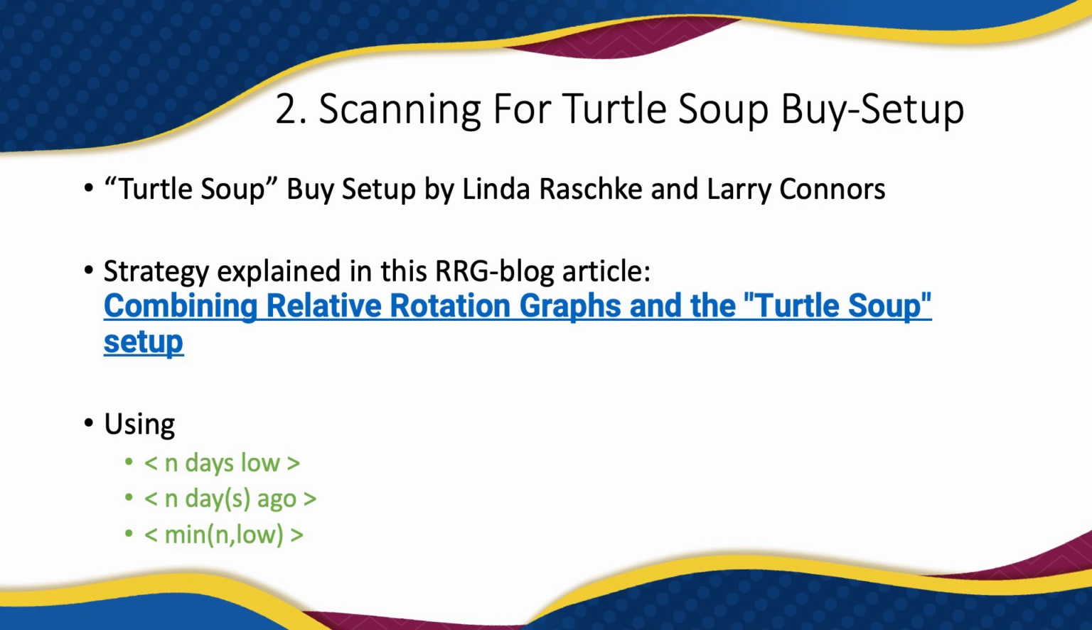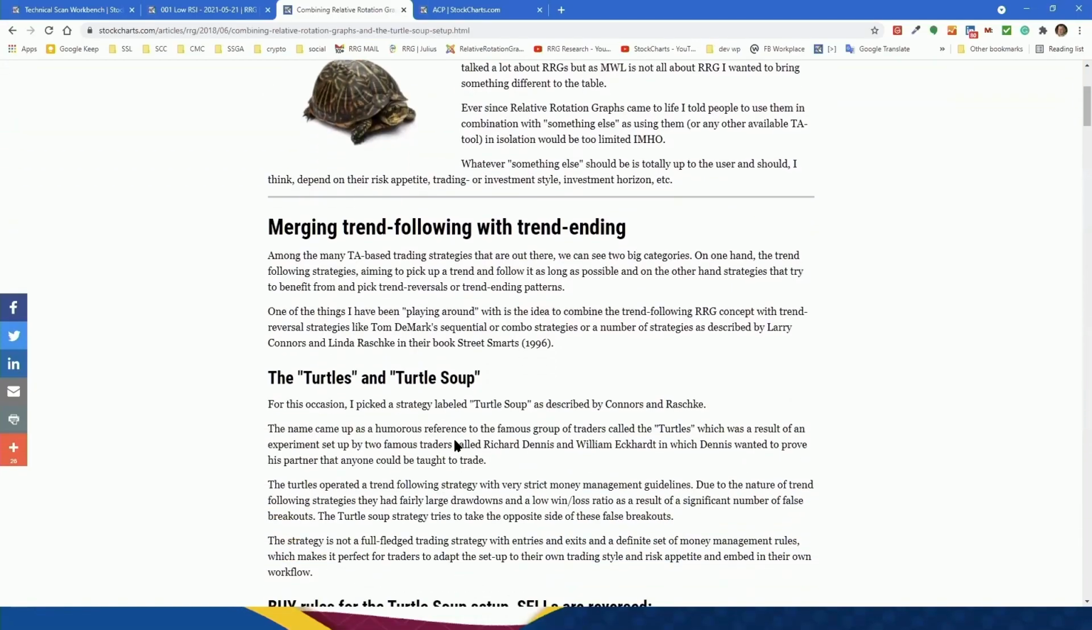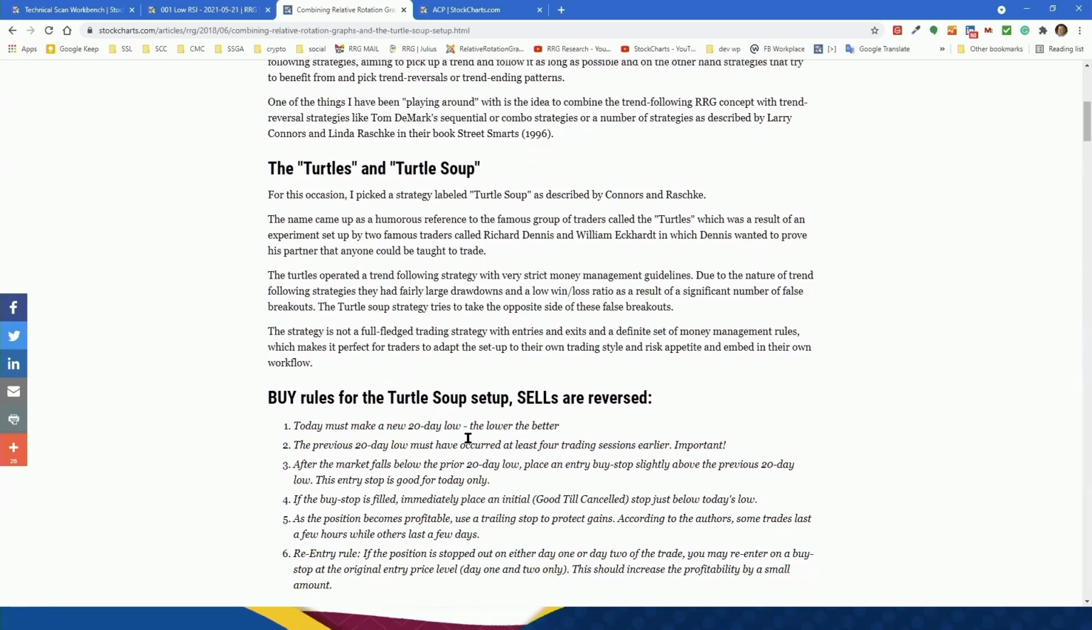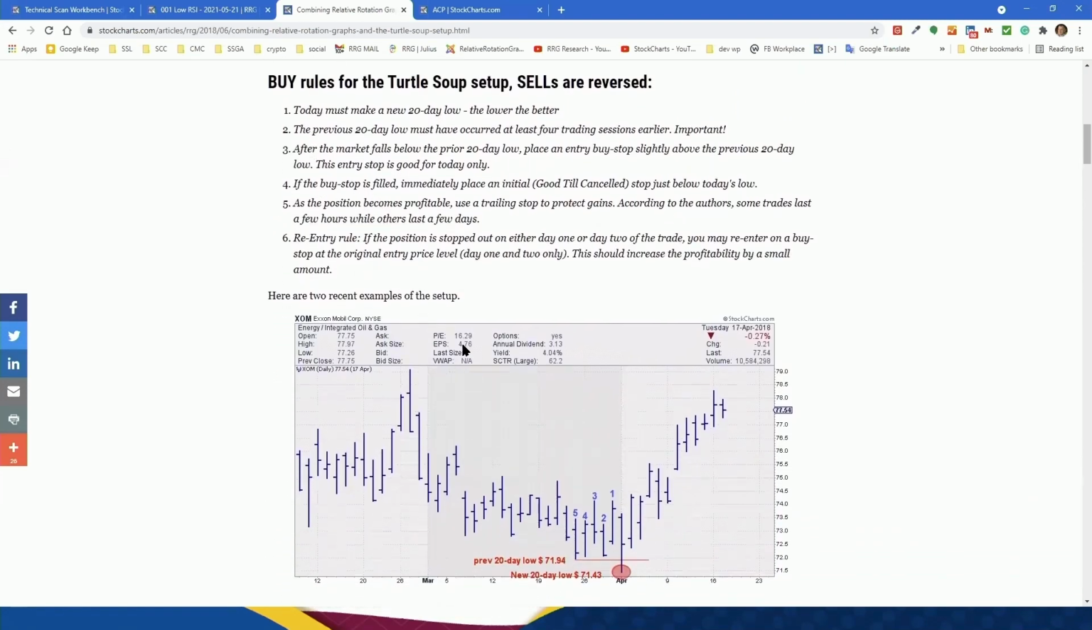So let's take a look at that article that I talked about. The title is Combining Relative Rotation Graphs and the Turtle Soup Setup. What it does is what I explained to you in the beginning. What I'm looking for is to merge trend following and trend ending. And the turtle soup setup is really a trend ending strategy. It's looking for reversals. The rules here are described in the article. What we're looking for is a 20-day low with the previous 20-day low at least 4 bars earlier, or a little bit less than 20 days.